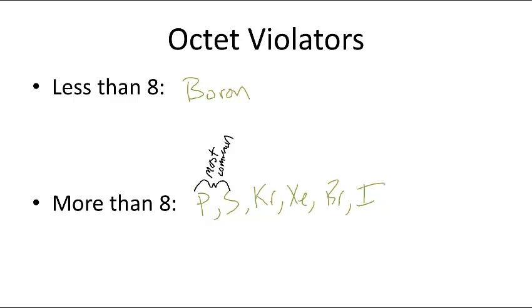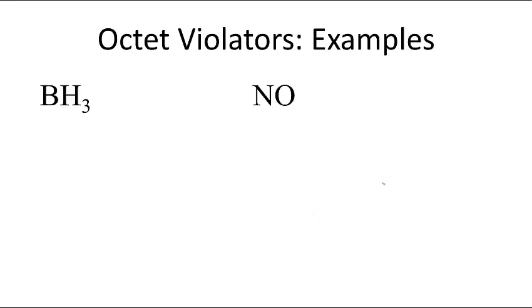Just know that there are elements that can expand beyond 8 valence electrons. And what does that look like? So what do Lewis structures look like for octet violators? Well, BH3: B, and then what do you think it looks like? Just 3 H's, right? There's only 6 valence electrons to go around, so you get this. No lone pair, no octet. You have an octet violator.